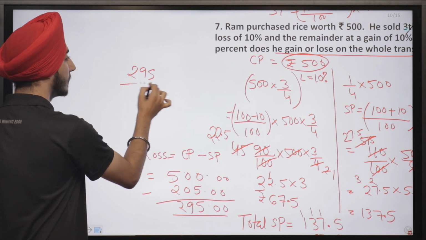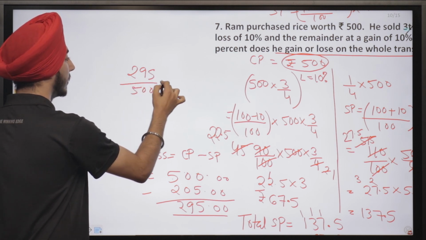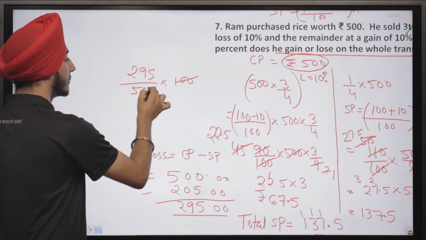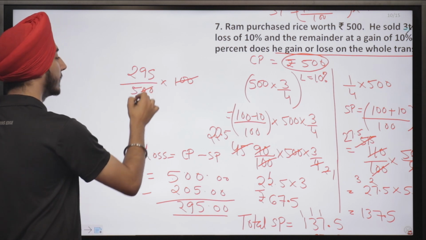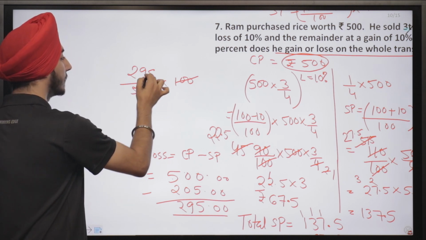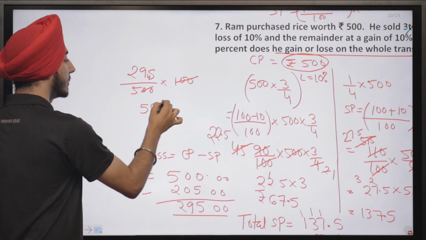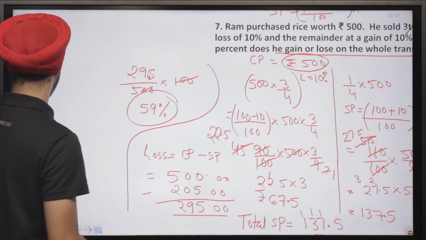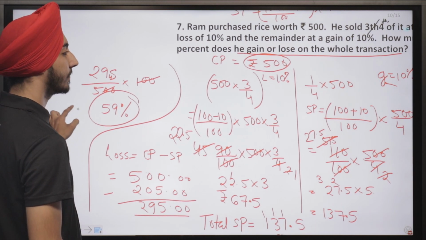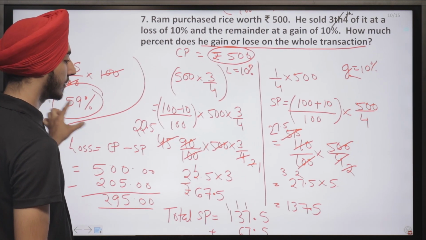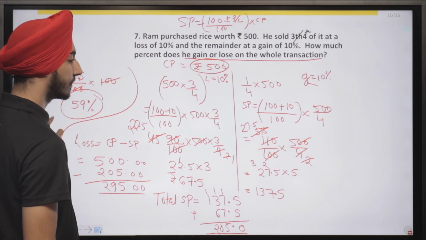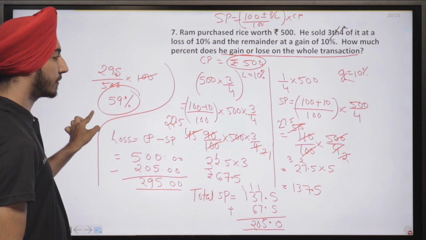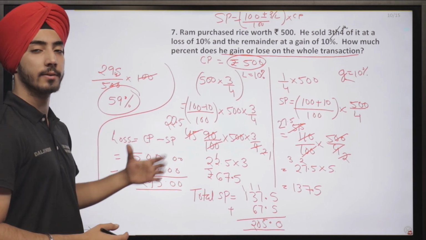295 loss upon CP into 100. 0 gets cancelled. Let's divide by 5. 5 5s are 25. 4 gets carried. 5 9s are 45. So 59% is the total loss that is happening on the whole of transaction. Clear with this? So that's if you want to copy down the question, and here is our solution.